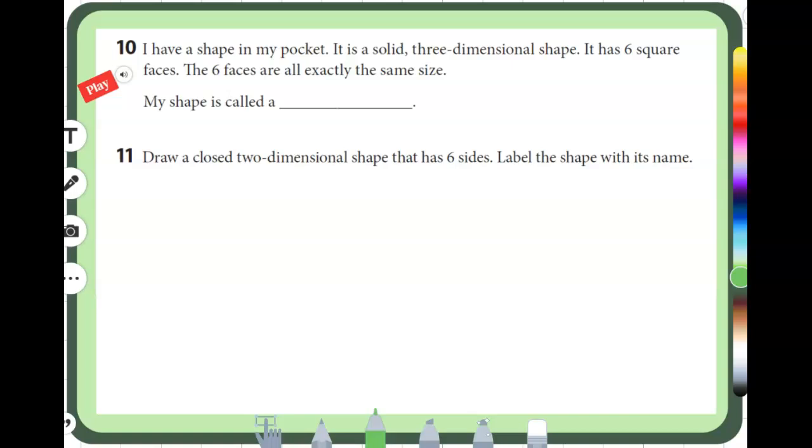Number 10 is telling you that I have a shape in my pocket. This shape is a solid, 3-dimensional shape. It has 6 square faces. The 6 faces are exactly the same size. My shape is called a. Can you think of the name of that shape I described? If you can, write the name of it on the line in number 10. Number 11 is asking you to draw a closed 2-dimensional shape that has 6 sides and label that shape with its name.